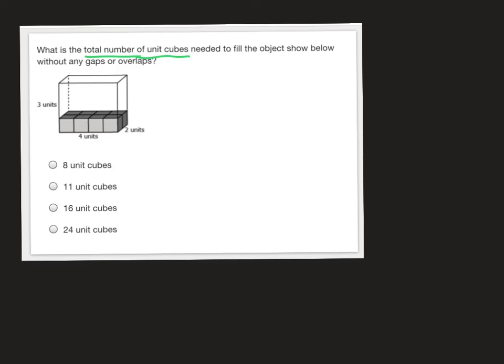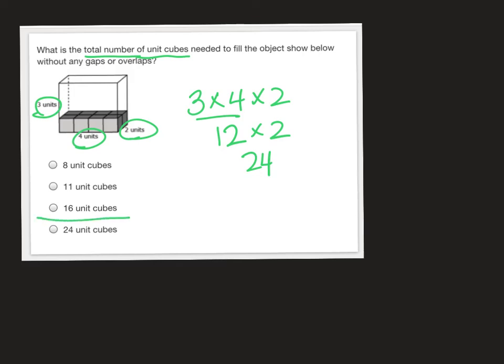So honestly, you don't even need to count the cubes. We can use our length, width, and height to multiply this problem. So we can just say 3 times 4 times 2. 3 times 4 is 12. 12 times 2 is 24. Final answer.